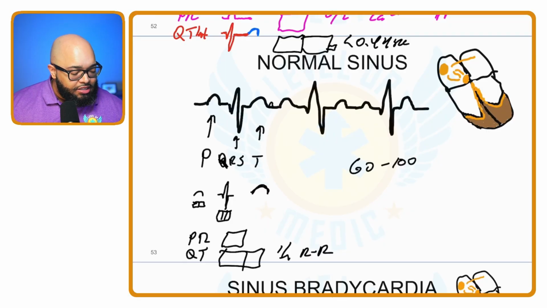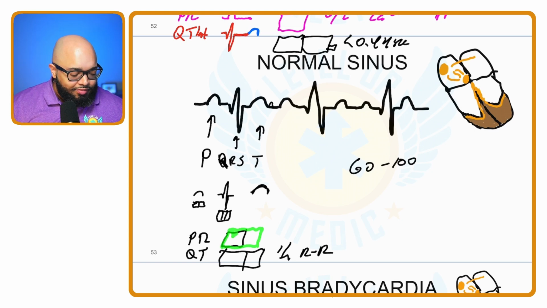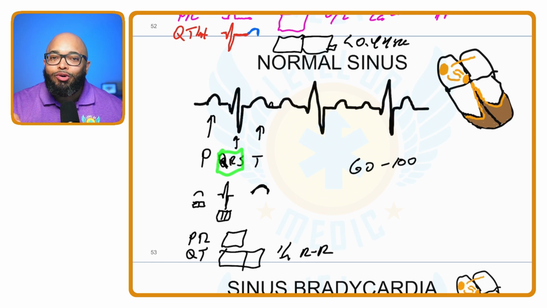Now, what if the PR interval is too long? Instead of it being within 1 big box, what if it's longer than that? Well, now more than likely I have a block, for instance, a first-degree AV block. We're going to cover that. What if the QRS is supposed to be narrow? Ooh, let me back up for a moment.